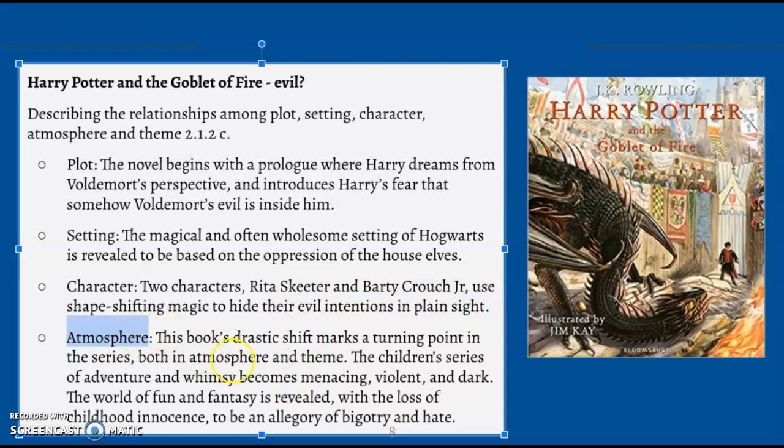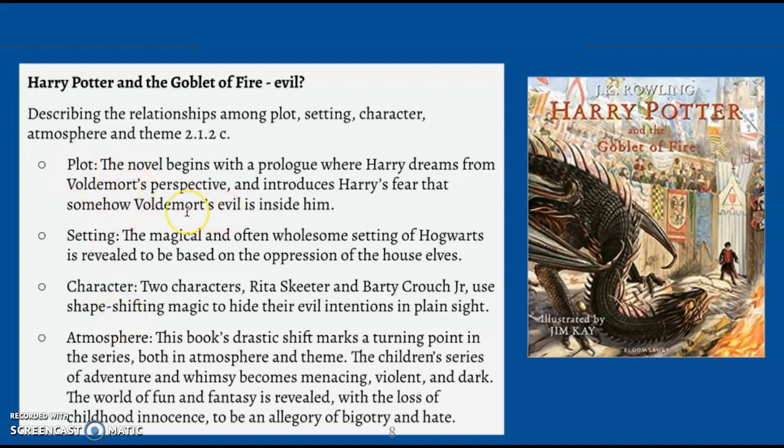And then atmosphere. This is why I chose this book. It's tricky to find texts where the atmosphere is directly linked to the theme, but in The Goblet of Fire, this book makes a drastic shift, marks a turning point in the series. There's a drastic shift from being adventurous and whimsical to being menacing, violent, and dark.